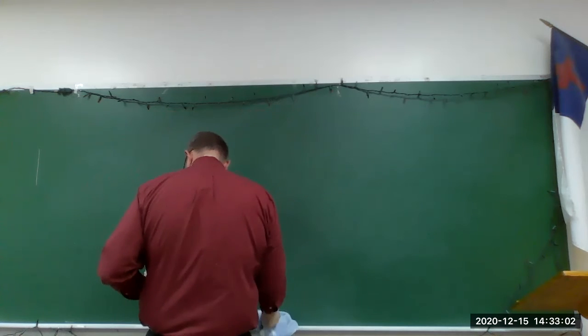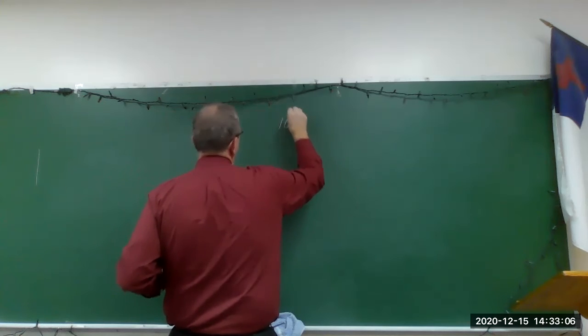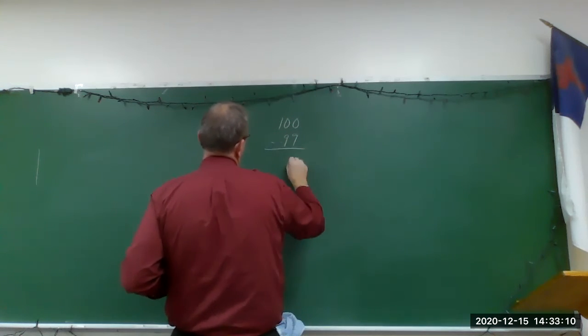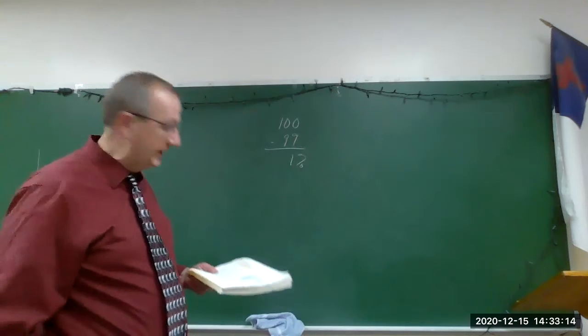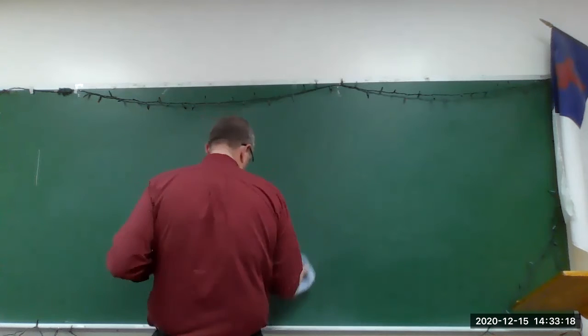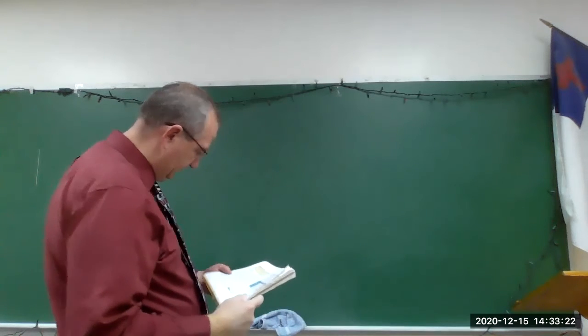So number 2, it says 99% from 100. So you have 100%, you're going to subtract 99%, you're going to get 1%, right? 100 minus 99.